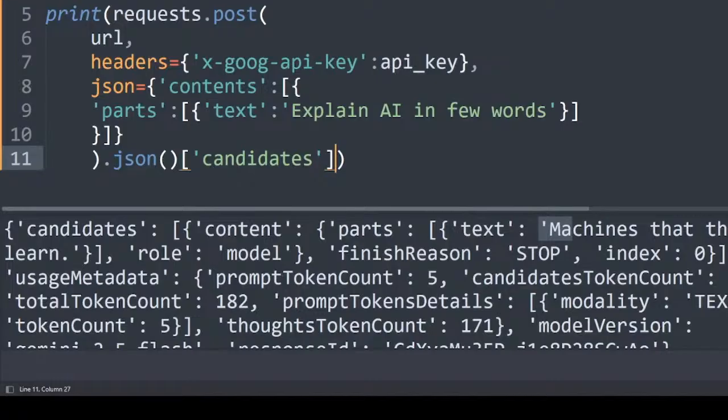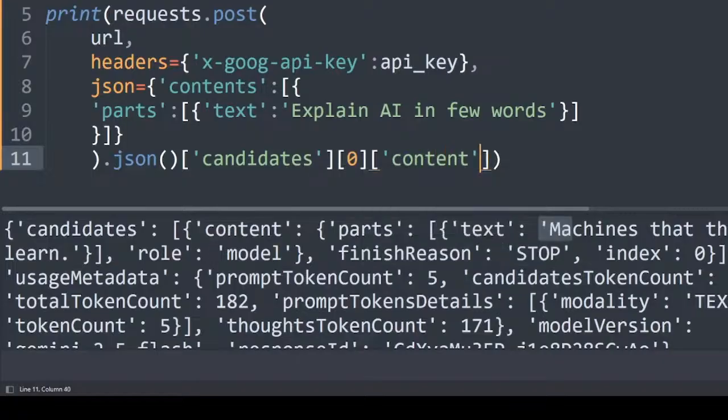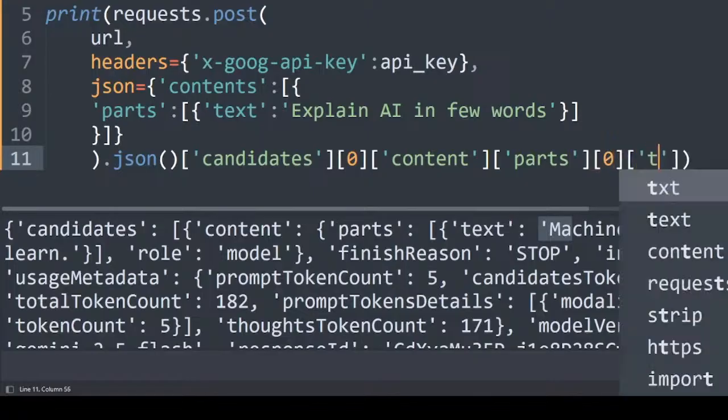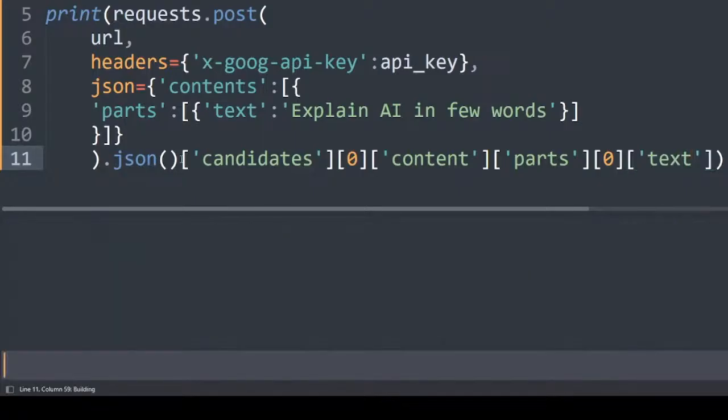So candidates you can say as 0th, and you can say as content. Okay, and you can call the parts where it is available, so contents and parts. Okay, and finally with 0th and with available text. So you will get only the part where text is there. So let's run this stuff and see what we got.